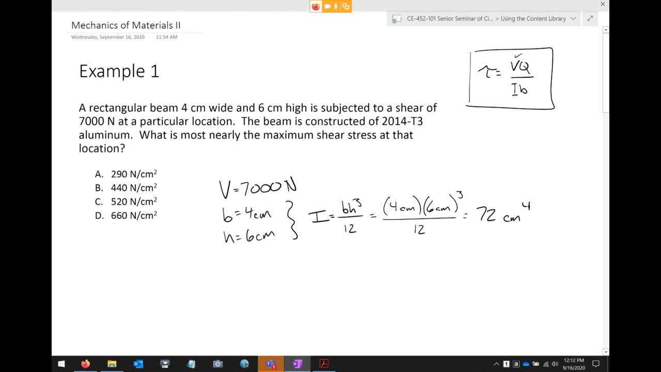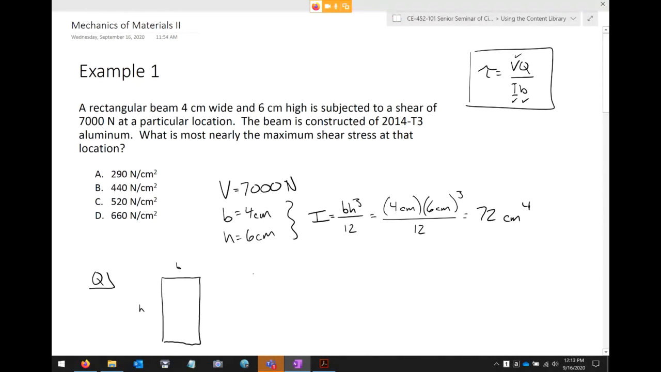Okay, so think about the expression. We have VQ over IB, we got V done, we got I done, and we got B done. And so the only thing that's maybe a little bit fuzzy is this Q term, okay? And if you understand this, this is really, really simple, okay? So let's talk about Q. So here's the beam. This is B and this is H.